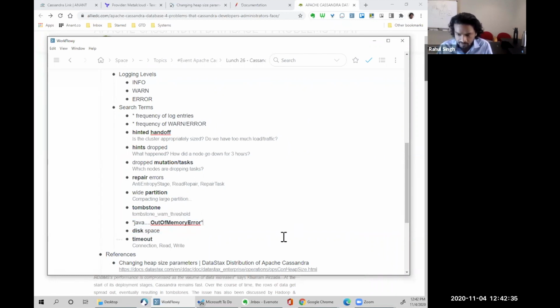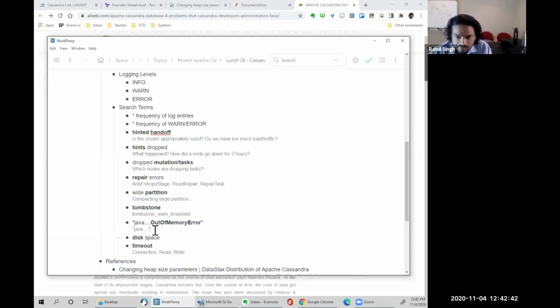Anytime you see, not just an out of memory error, but anytime you see java dot something, the stack trace, right? Any type of Java error will result in a stack trace. The system will continue. It's just that in that thread something basically didn't work or didn't happen. Exceptions, right? These types of messages are a clear red flag. Hey, something's not working. Okay.